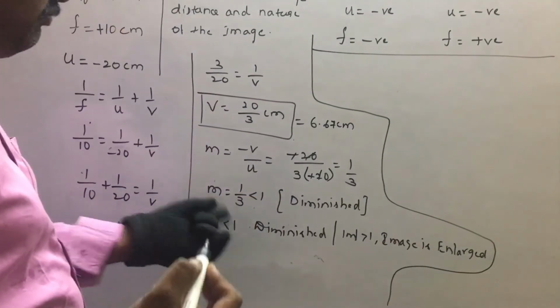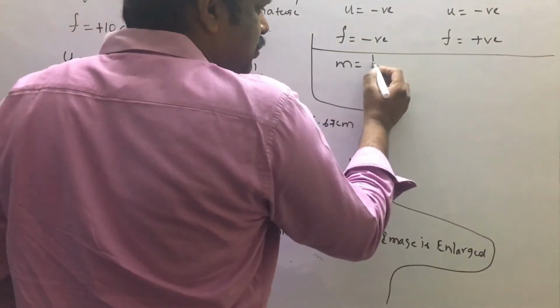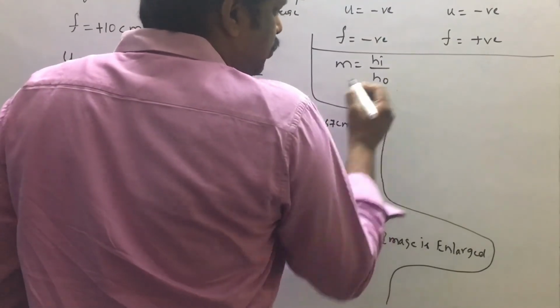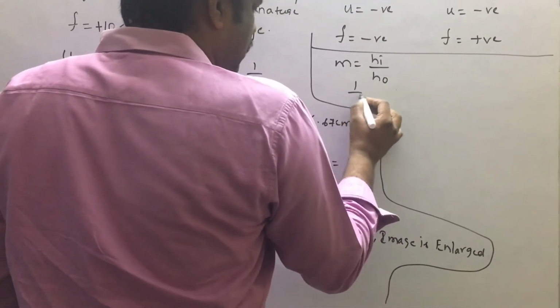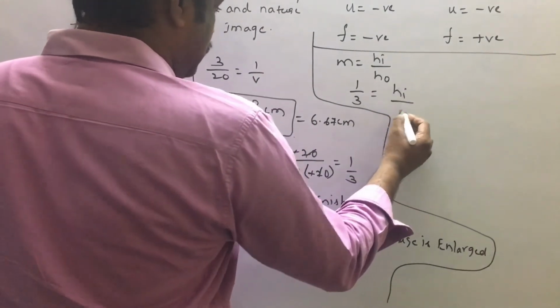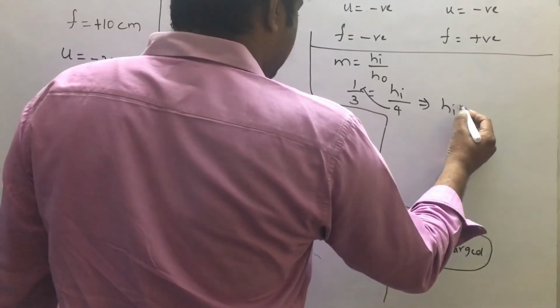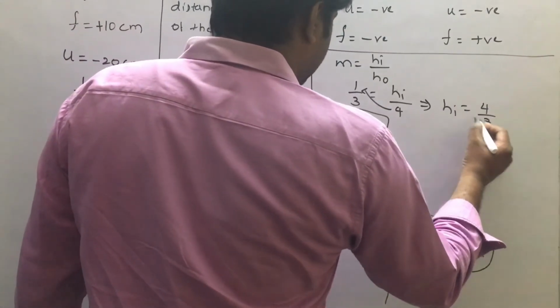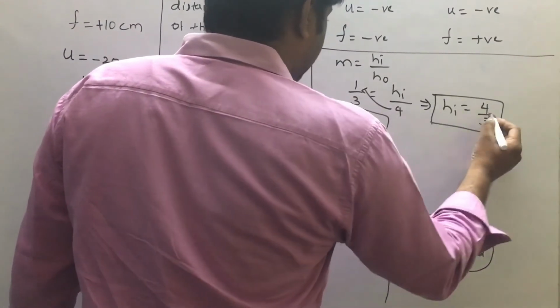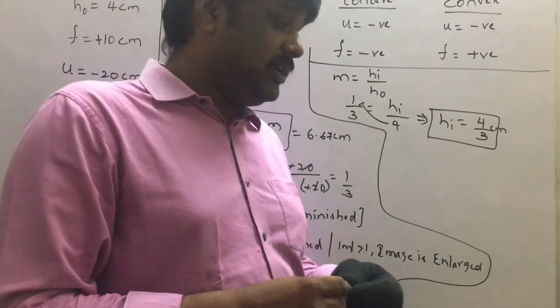Okay, we got the magnification value. Let us find the height of the image. M equals hi by ho. M we got as 1 by 3, hi we need to find out. Ho is given as 4, which implies hi equals 4 by 3. That means the height of the image is 4 by 3 centimeters. We got the diminished image.